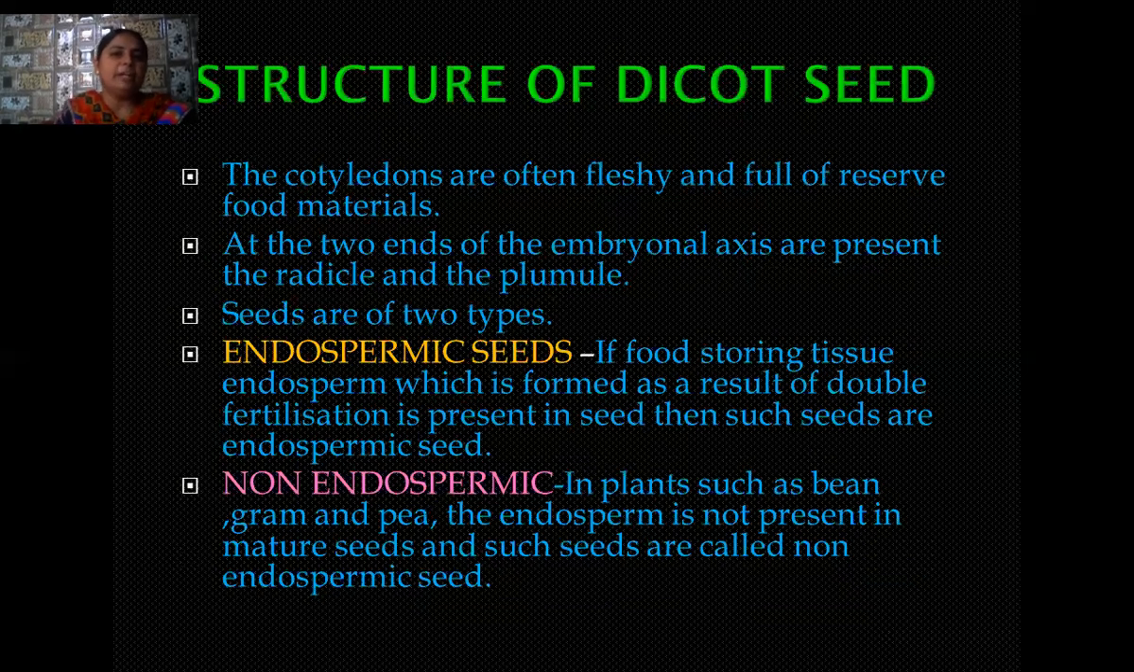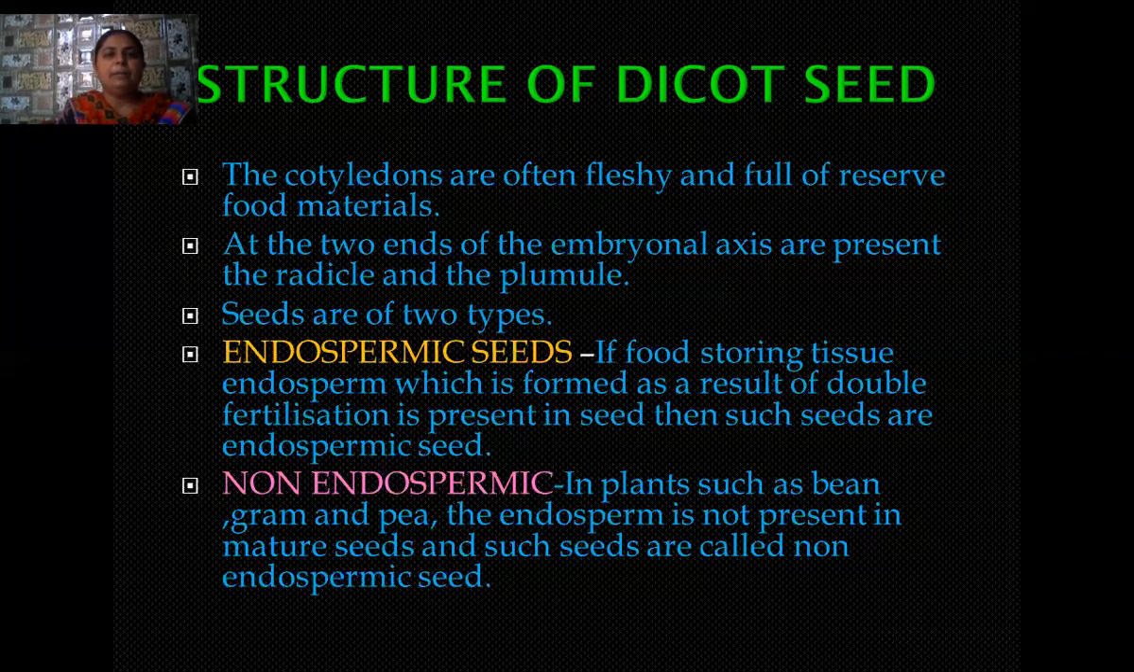Okay, student, the cotyledons may be fleshy, and they are full of reserve food material. And at the end of the embryonal axis, the radicle and plumule are present. You know very well, this radicle is the progenitor of the root. Later on, it grows in the downward direction. Whereas the plumule, which is the progenitor of the shoot, always grows in the upward direction. Then we have endospermic seeds and non-endospermic seeds.